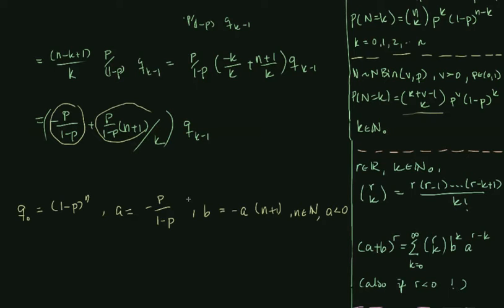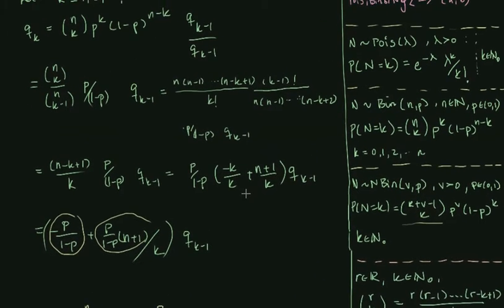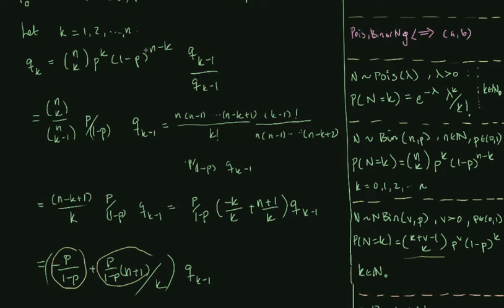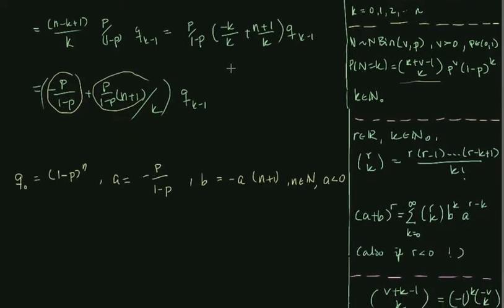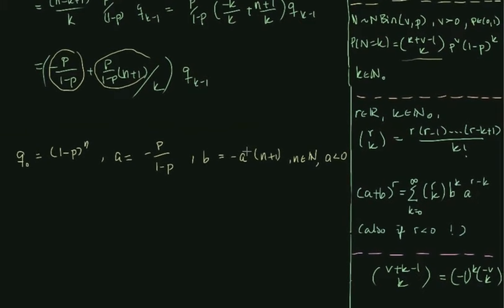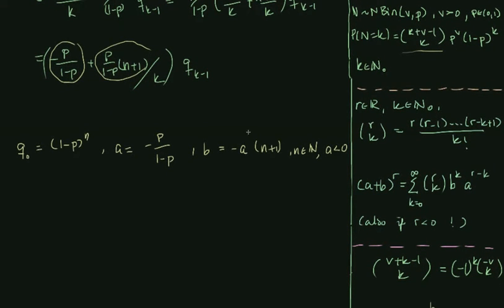However, we have only checked this recurrence relation for k up until n. What happens if k is greater than n? So from k equal to n plus 1, what happens there? Now let's take a look just to make sure that the recurrence relation is also satisfied there.